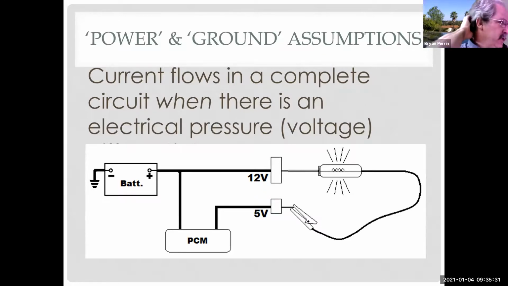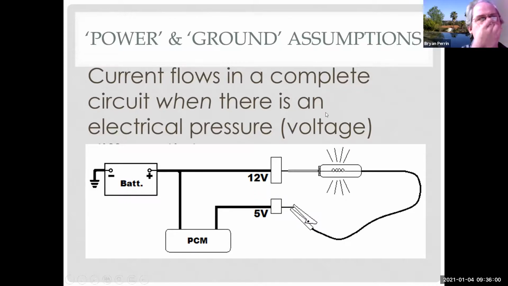So this again illustrates that a light bulb or a circuit can flow anytime there's a difference in pressure. It doesn't have to be from 0 to 12. It can be, as we see in this case, from 5 to 12, because that's still a difference. And these test lights are designed to work from 6 to 24 volts, which is why it lights up.